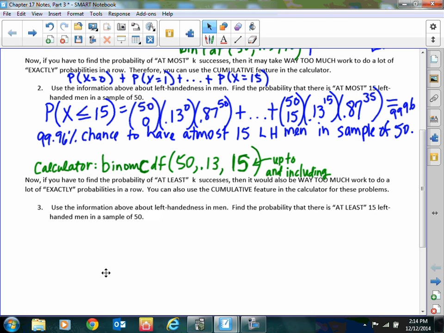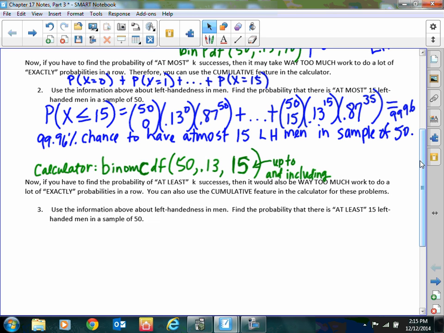So that's the benefit of cumulative. It combines all of the PDFs: the exactly 0, plus exactly 1, plus exactly 2, plus exactly 3, and so on. It accumulates all of those together. Now, let's look at the flip side to this. We said at most 15. Let's look at what this is if you have at least 15.